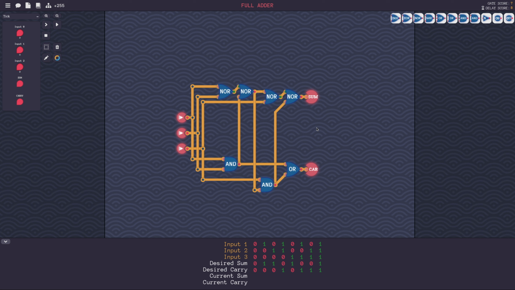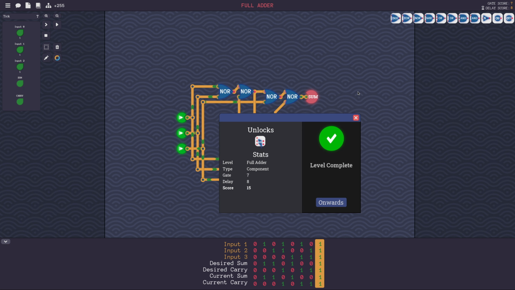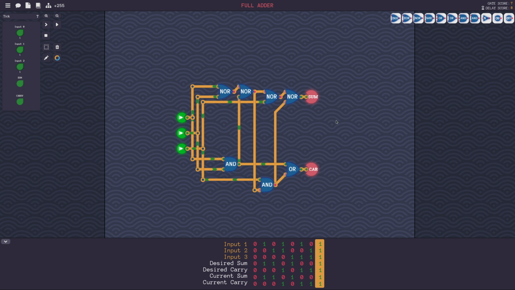Yeah, so now I can reduce the gate score on my full adder, and this is just the basic component, to 7, which is pretty darn efficient. I wonder if that's the limit now, right? Having improved it incrementally so many times by now, man.